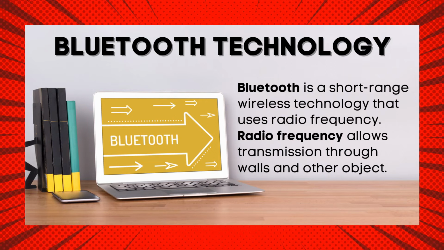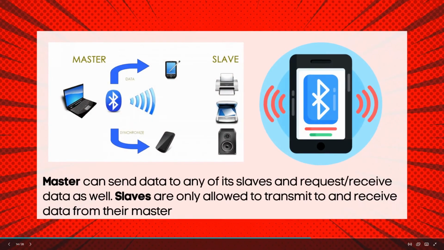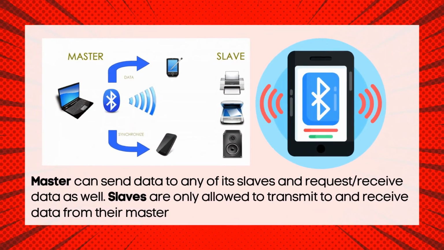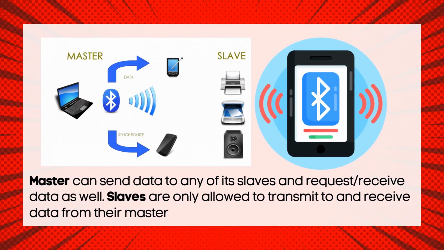So Bluetooth networks, or piconets. Bluetooth networks, also known as piconets, use a master and slave model to control when and where devices can send data. So a single master device can connect to many slaves. So let's take a look at that. A single master device can connect to many slaves with different devices.